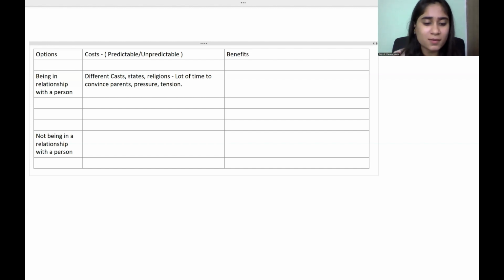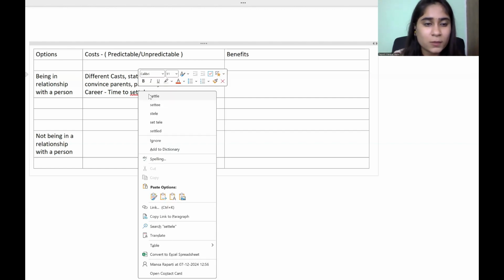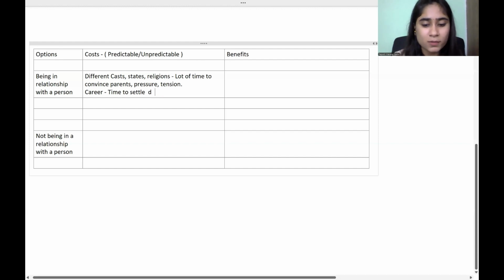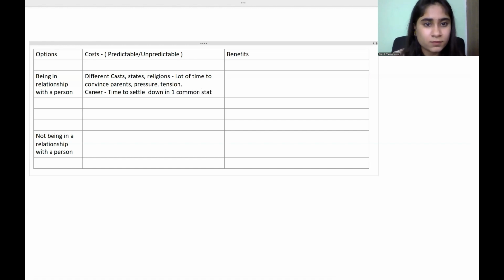What is the other predictable cost? Career. If you both work in different states, you have to think that either you have to leave or you have to convince your manager to move to the state where your partner is, or you both have to be ready to work in different states altogether for some time. You have to consider the career also. So let's say it will take time for you to settle down in one common state.